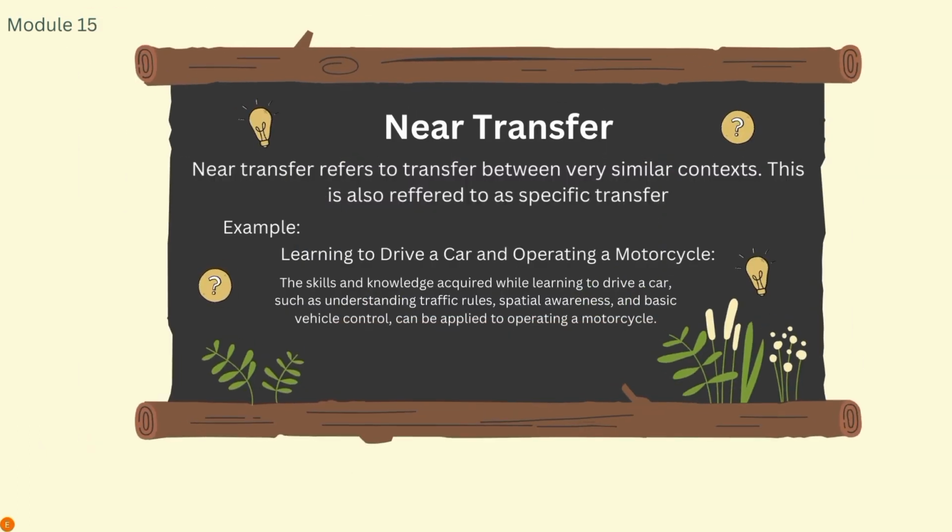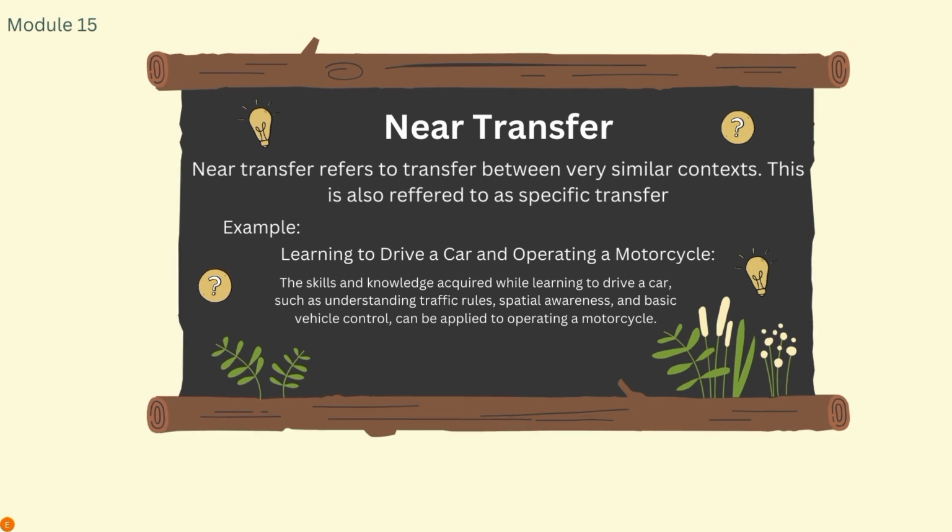Third is a near transfer. This is a transfer that occurs when the knowledge that a team has gained doing frequent or repeated tasks is reused by other teams or projects doing similar work. Example, learning to drive a car and operating a motorcycle. The skills and knowledge acquired while learning to drive a car, such as understanding traffic rules, spatial awareness, and basic vehicle control, can be applied to operating a motorcycle. While there are differences in handling and maneuvering, the fundamental principles of road safety and vehicle operation still apply.